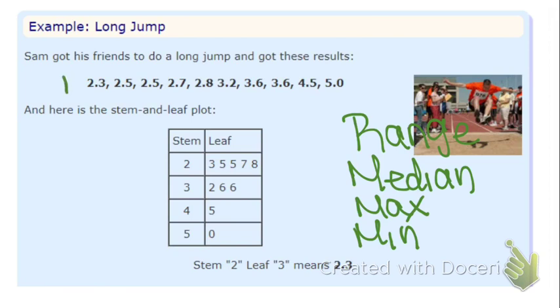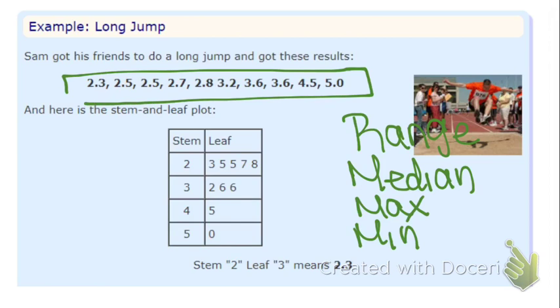Here are the data points that we started from. Sam and his friends did a long jump and they got these results. And here's the stem and leaf plot for them. Now, when you're dealing with a stem and leaf plot, there's always going to be a key. So we're always going to be careful to read what the key means. In this case, if the stem is 2 and the leaf is 3, then that means 2.3.